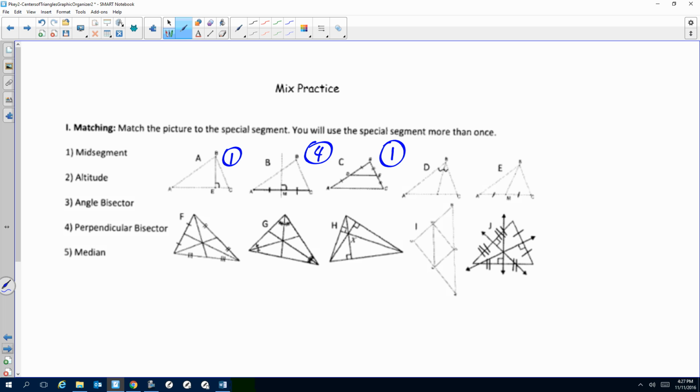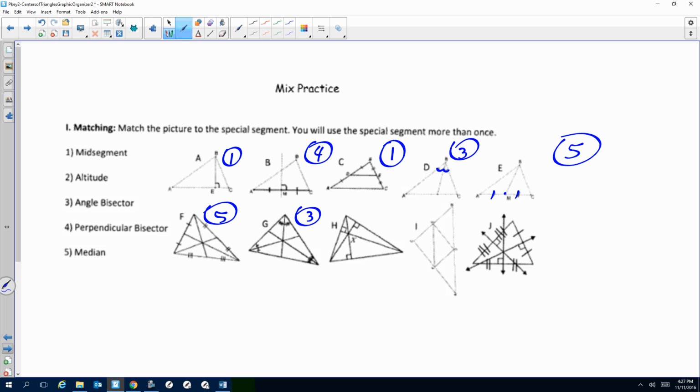D, we're just showing the arcs, so that is an angle bisector. That's 3. E, the tick marks are showing we have a midpoint, so this is a median. If I just have tick marks, we have a median. So that's 5. 4, now we're showing all 3 medians. 4, sorry. G is your angle bisector.